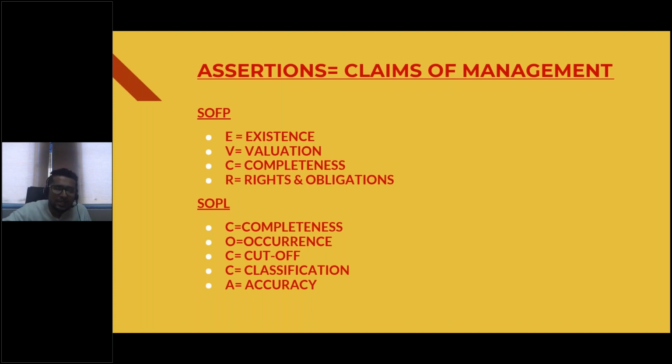Okay, the fourth assertion is called rights and obligations. The word rights has got to do with the assets, and the word obligation has got to do with the liabilities.